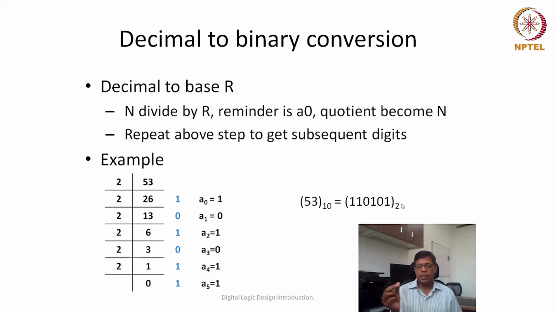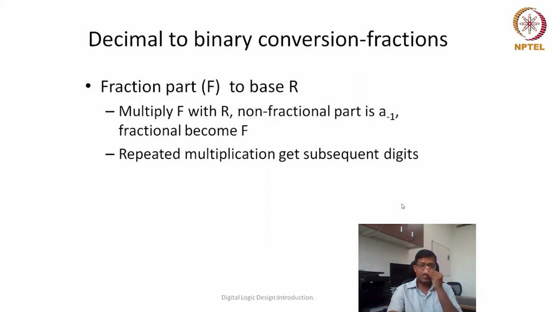Now, let's say the number is not an integer but a fraction. How do we do it with a fraction? In the case of a fraction, the process would be a little bit inverse. First of all, let's say we have received one particular number, let's say 3.5.